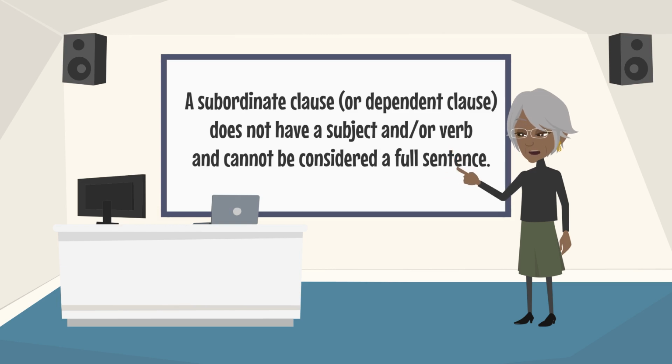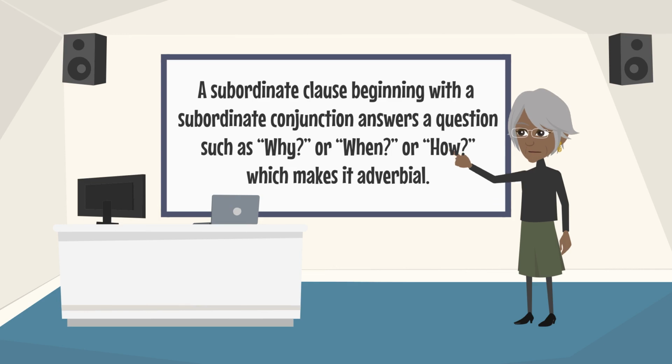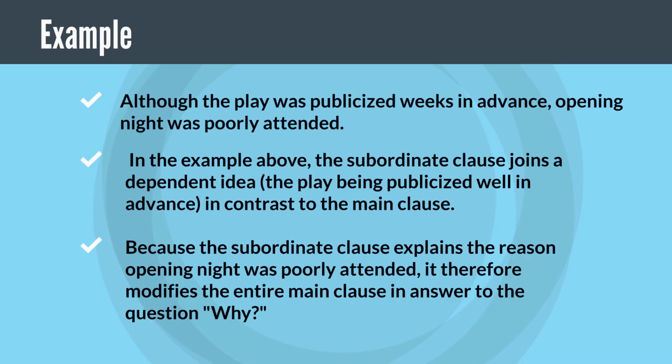A subordinate clause beginning with a subordinate conjunction answers a question such as why, or when, or how, which makes it adverbial. For example, although the play was publicized weeks in advance, opening night was poorly attended. In the example above, the subordinate clause joins a dependent idea, the play being publicized well in advance, in contrast to the main clause. Because the subordinate clause explains the reason opening night was poorly attended, it therefore modifies the entire main clause in answer to the question, why?